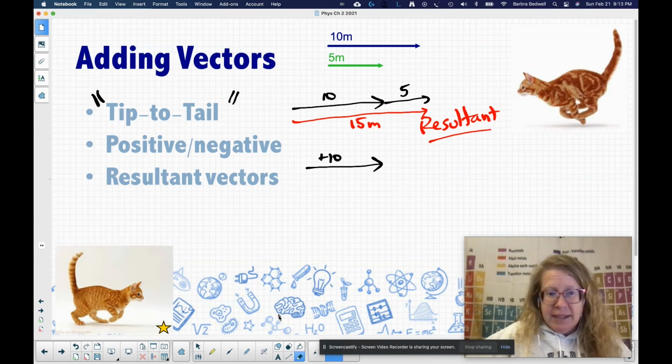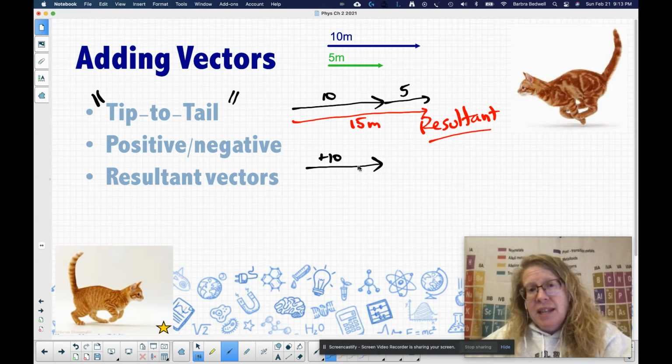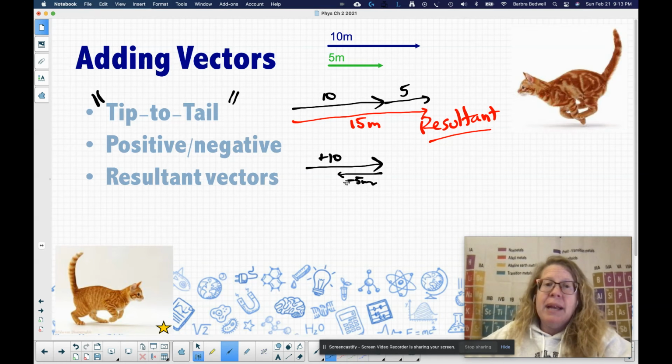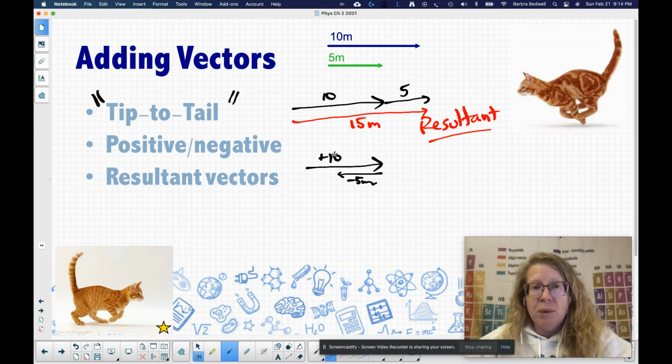We would draw them instead more like this. It went plus 10 meters, and then it turned around and came back 5 meters, and this would be negative 5, like that. I'm putting my negative sign in there because it's going the other direction. Okay, so that's how that would work.